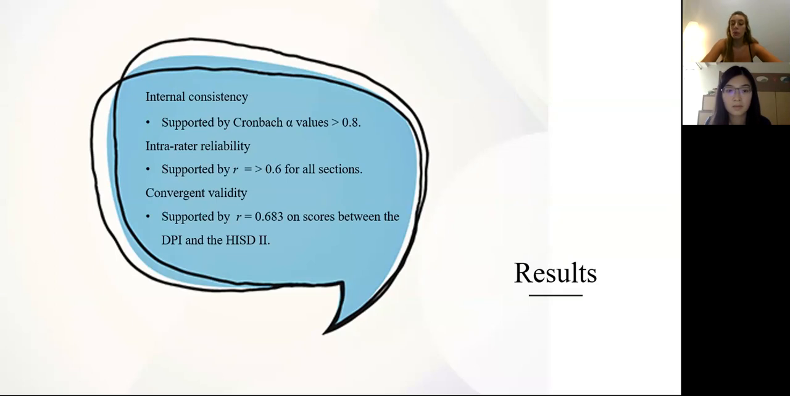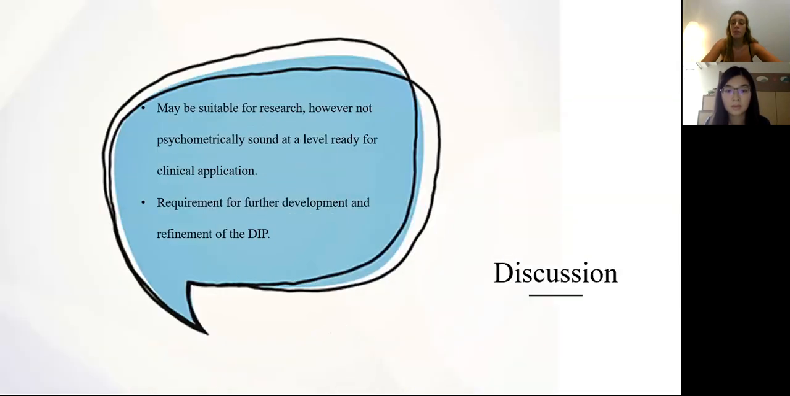Convergent validity was supported with an R of 0.683 on scores between the DIP and the HISD2. However, this was only for section A of the DIP. For significance, the p-values were set at the 0.01 level. This is to show that results were not due to chance.